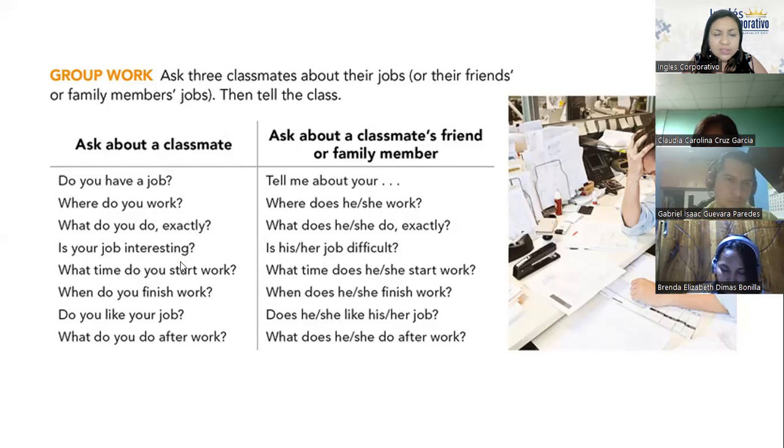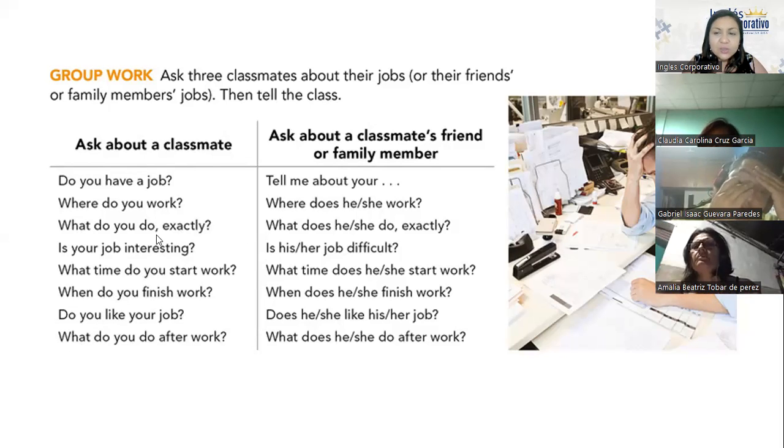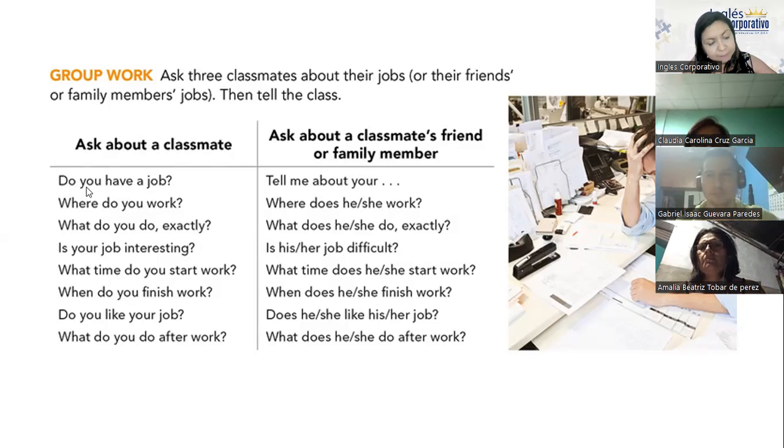Is your job interesting? What time do you start work? When do you finish work? Do you like your job? What do you do after work? So we are going to ask and answer these questions in pairs tomorrow in the class. But you can have an idea about the answers. So you are ready. Pueden pensar en las respuestas. You can think about the answers para ya tener las listas tomorrow in the class. Okay? Para cuando ya practiquen con sus compañeros. Okay? Good.